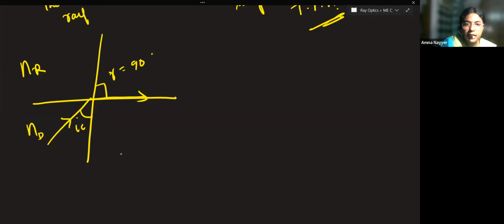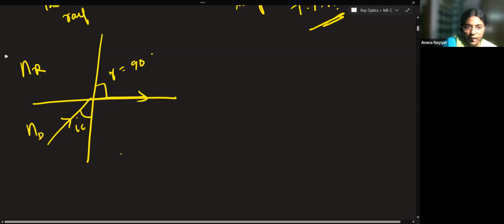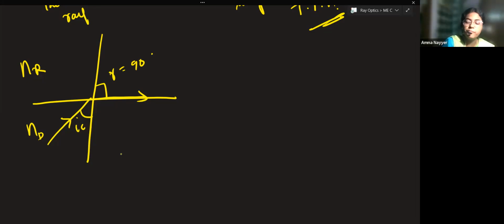See, NR into sine 90 will be equal to ND into sine IC. I hope now the application of Snell's law is clear to all of you. How to apply the law, how to write down the statement. You can directly write sine IC by sine R is ND by NR. But it can be confusing whether it is NR in the denominator or ND in the denominator.